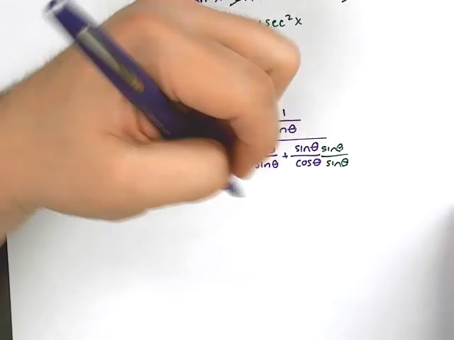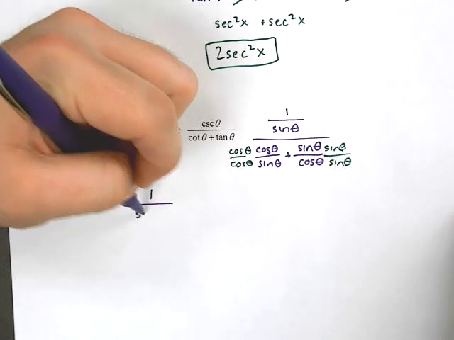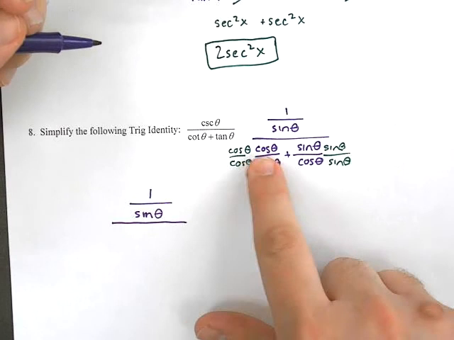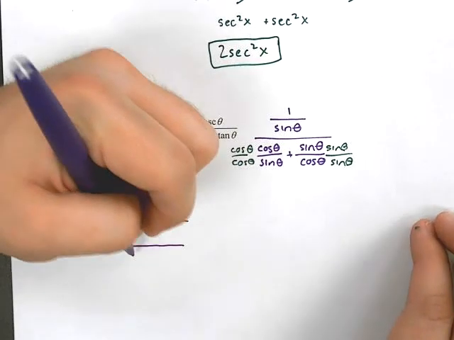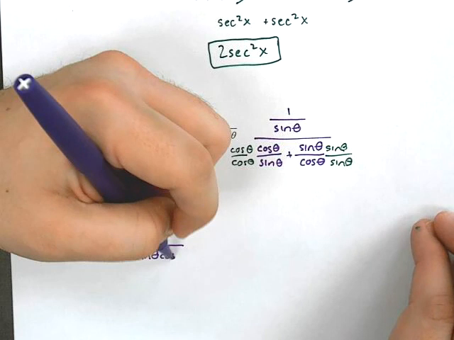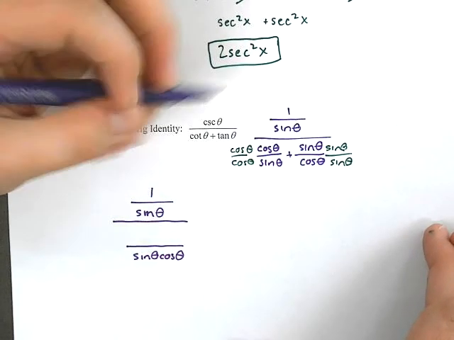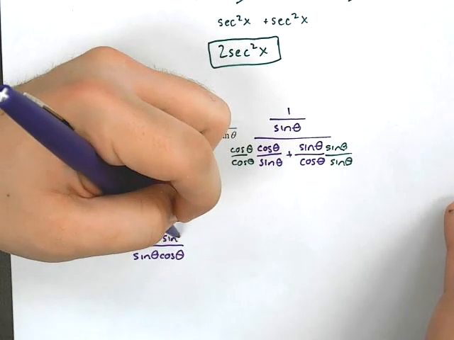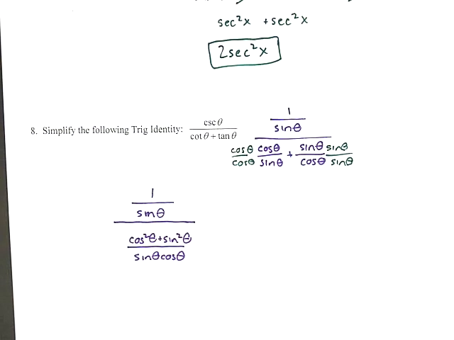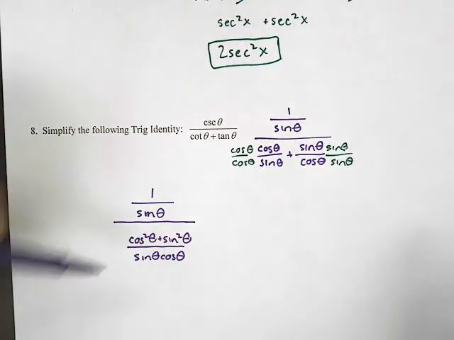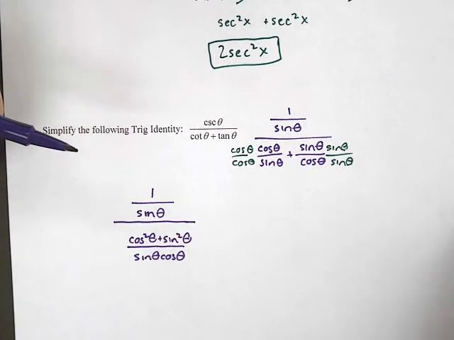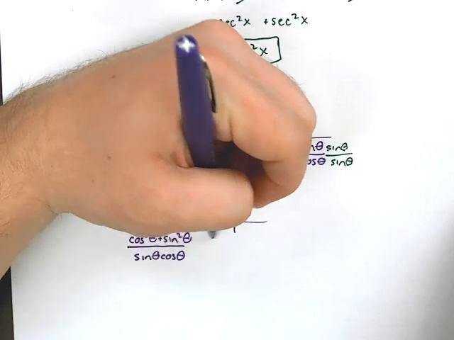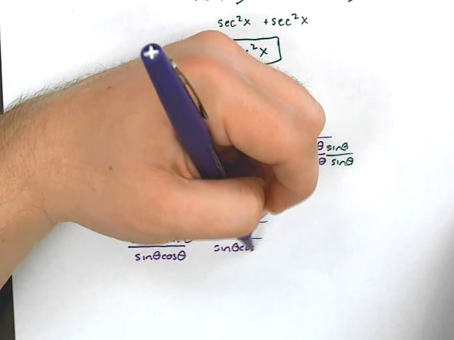I'm still going to have 1 over sine. Now what happened when I multiplied this out? I ended up with one denominator of sine theta, cosine theta. But over here, cosine times cosine, that's cosine squared. And over here is sine squared. Okay, I'm getting somewhere. This is looking better. Cosine squared plus sine squared, that's a 1, isn't it? Yes, it is. So now I know that I have 1 over sine over 1 over sine theta cosine theta.